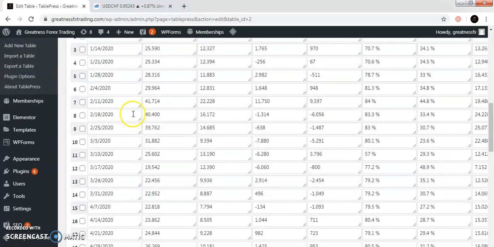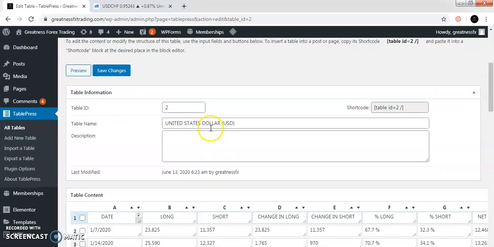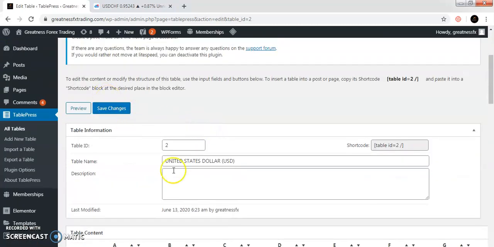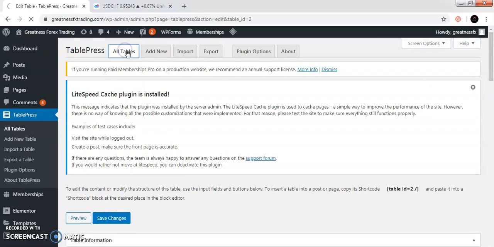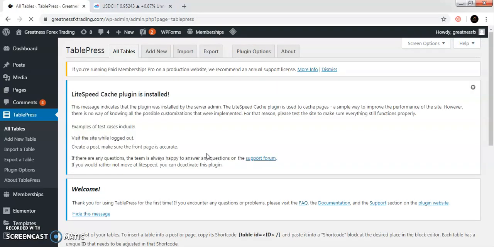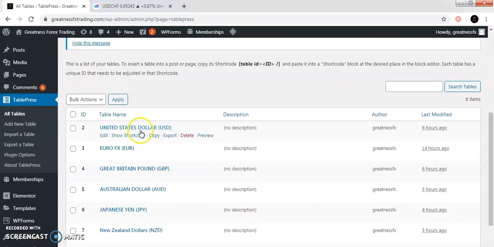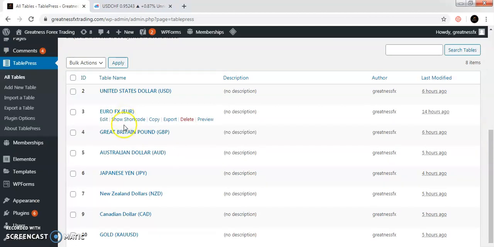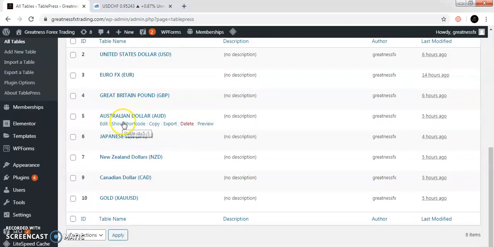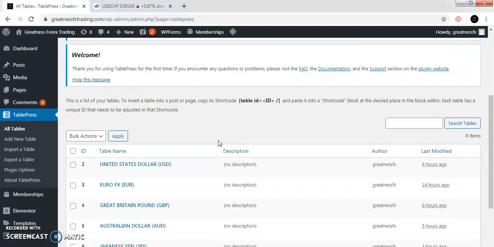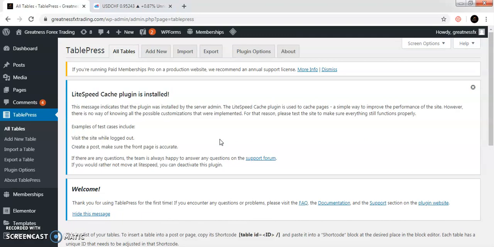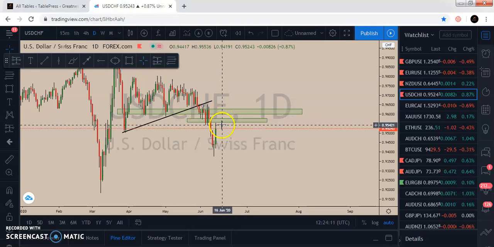Why? Because this is for United States dollars, and we have so many. If you check all the tables here, look at the ones we have set. United States dollars COT is set, euro is set, Great British pounds is set, Australia dollar is set, Japanese yen is set, New Zealand dollars, Canadian dollars, gold, and so on and so forth. But we'll be officially adding it to our analysis this coming week. So for today we won't add it because we are still making some changes and we are working on so many things for you to enjoy.